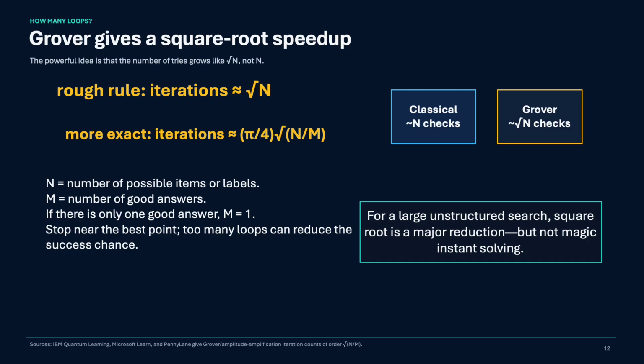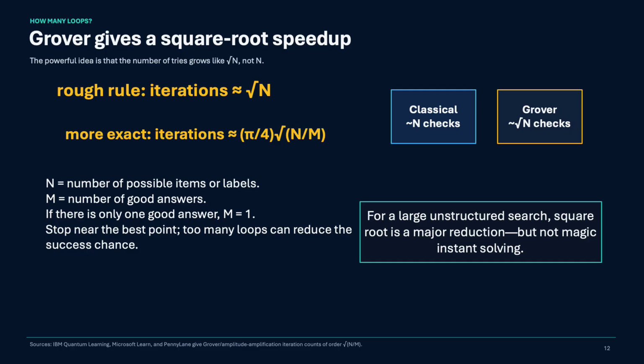"Quantum algorithms have timing. For one marked answer, the number of Grover iterations grows approximately with the square root of n. A more accurate expression includes the factor pi over 4 and can also account for multiple correct answers. The big idea is the comparison. Classical unstructured search requires work proportional to n. Grover's requires work proportional to approximately the square root of n."